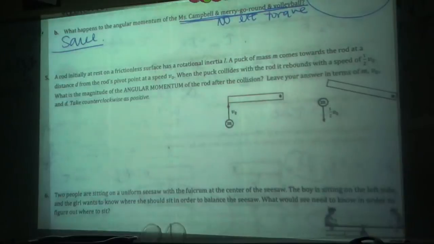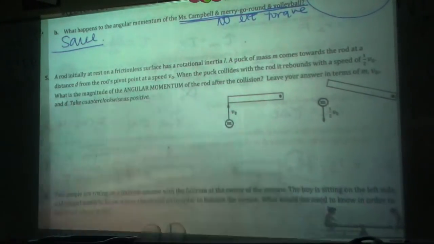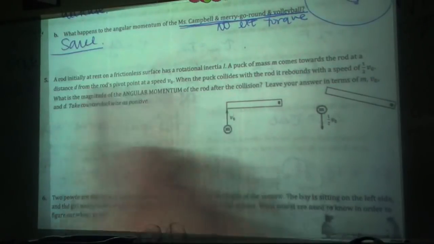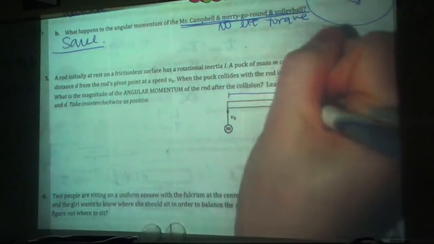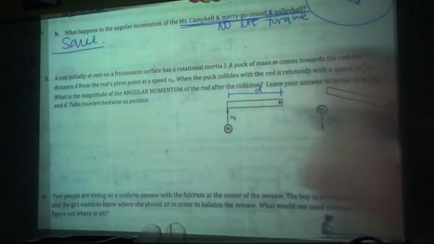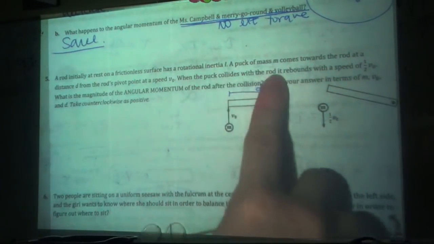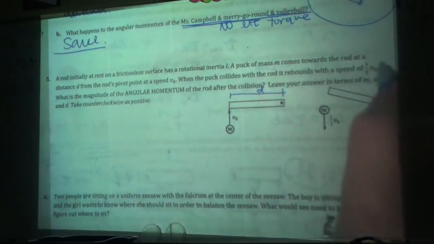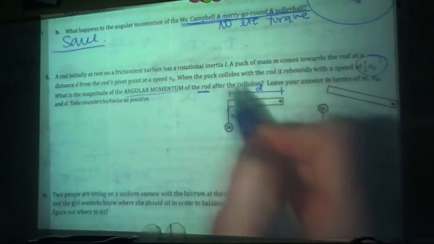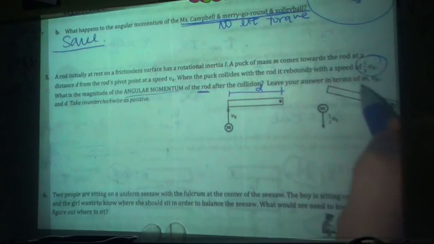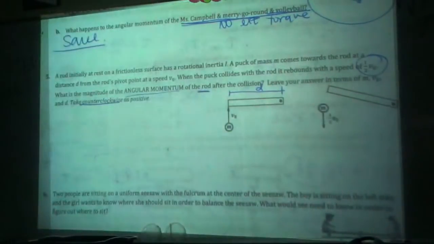Alright, number 5, a rod is initially at rest on a frictionless surface. It has a rotational inertia I. A puck of mass m comes towards the rod at some distance d, so we'll call this d, from the rod's pivot point, which is shown right here, at a speed of v0. When the puck collides with the rod, it rebounds at a speed of this, and what is the magnitude of the angular momentum of the rod after the collision? We're leaving it in terms of m, v0, and d, and we'll take counterclockwise as positive.